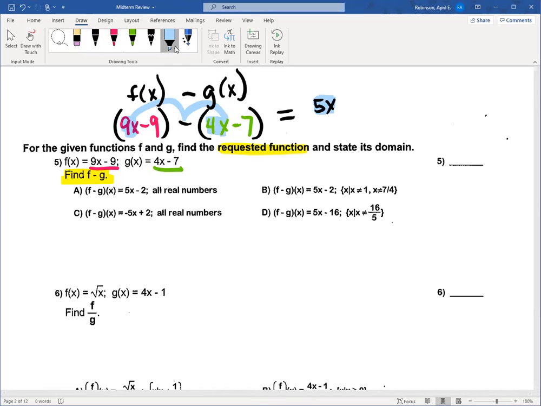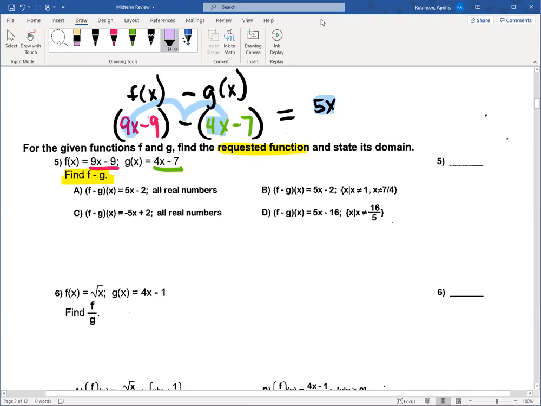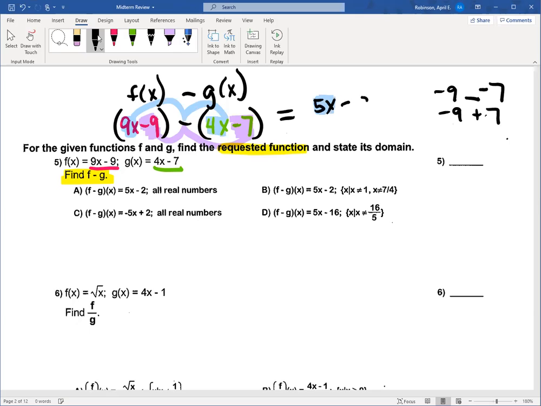And then I'm going to take a negative 9 minus a negative 7. -9 minus -7 is -9 plus 7, which would be a -2. So that's what I get right there.